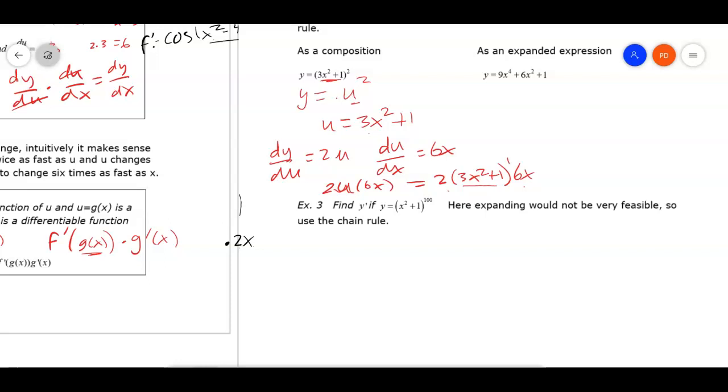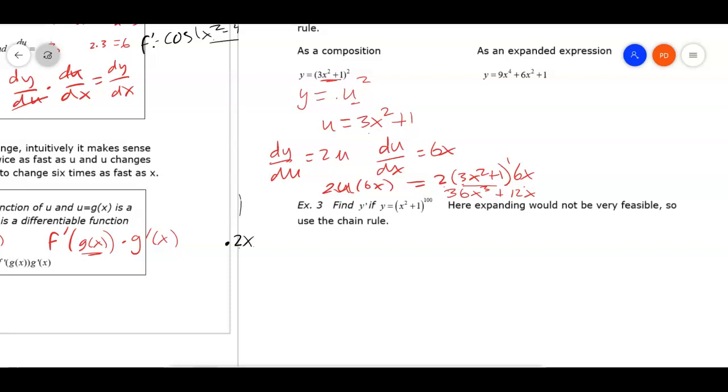6x. Now, if I multiply all that out, I get 2 times 3 is 6 times 6 is 36x cubed plus 2 times 6 is 12 plus 12x. If I multiply out 3x squared plus 1 squared, I get 9x to the fourth, that's 3x squared squared. 1 at the end, that's 1 squared. 6x squared in the middle, that's 3x squared times 1 doubled.